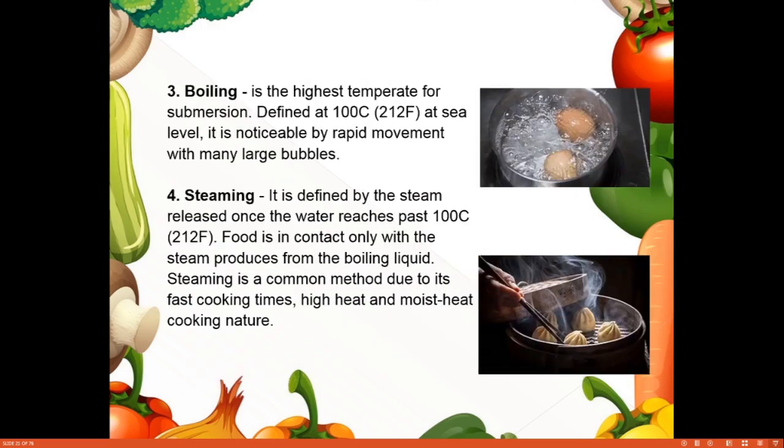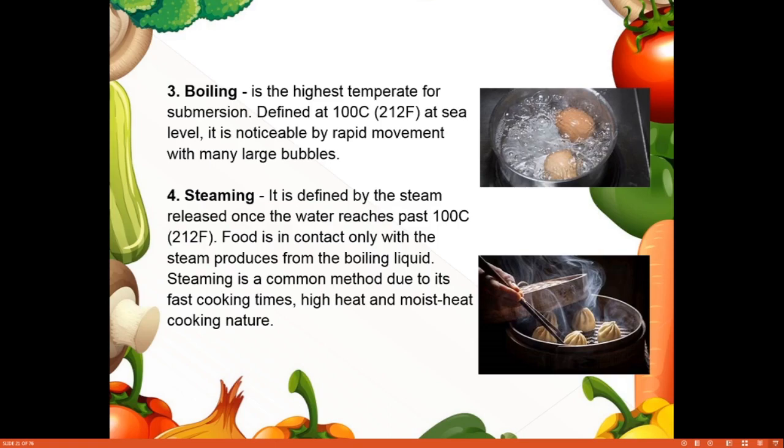Number 3, boiling is the highest temperature for submersion, defined at 100 degrees centigrade at sea level. It is noticeable by rapid movement with many large bubbles. So boiling is a method of cooking food in boiling water or other water-based liquids such as stocks or milk. The food again is immersed in water that is heated near its boiling point.